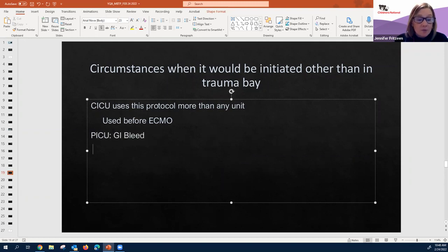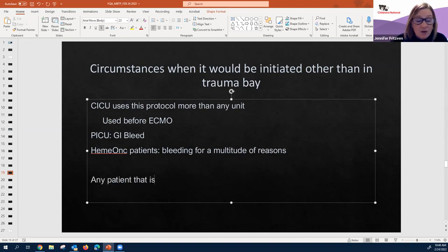Your hemonc patients who are in hemorrhagic shock because they're bleeding for one of many reasons. Any place in which your patient is hemorrhaging for whatever reason that is. NICU has used massive blood transfusion a number of times in some of their babies. I can't even tell you what was going on with the baby, to be honest with you. But anytime there's hemorrhagic shock.